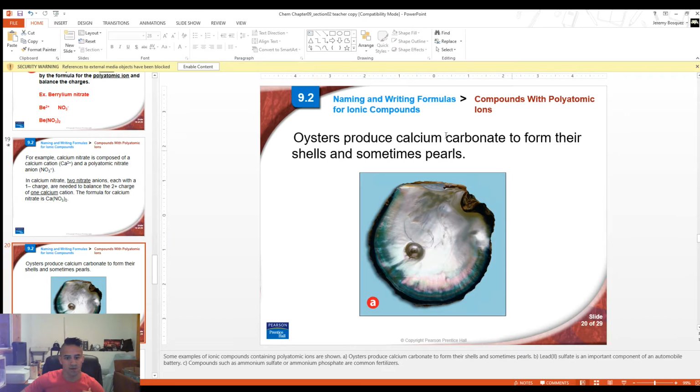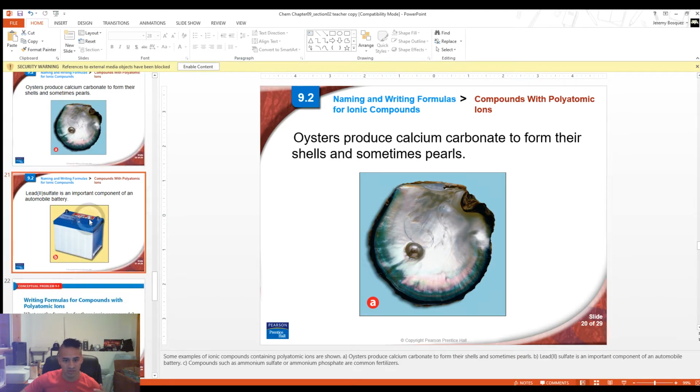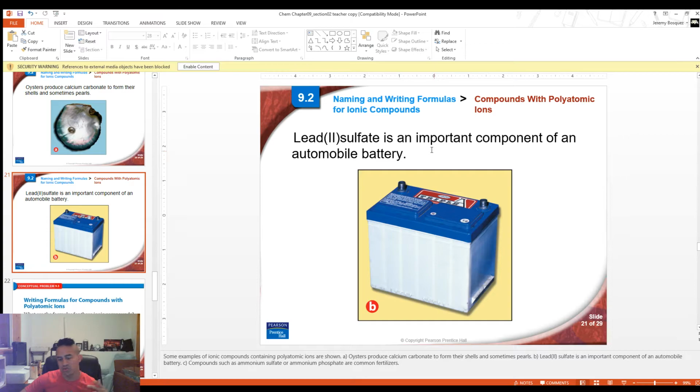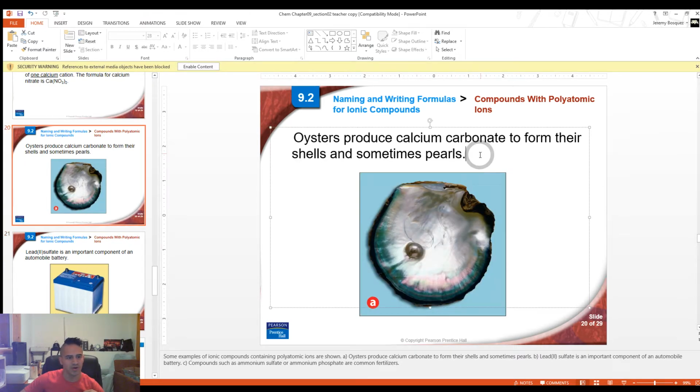Okay, so calcium carbonate is a compound of the polyatomic ion. It's found in pearls and the shells of oysters. Lead 2 sulfate is a compound for automobile batteries. I'm going to write these out here real quick too.